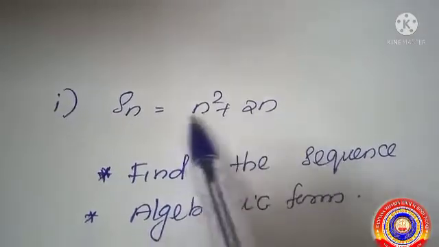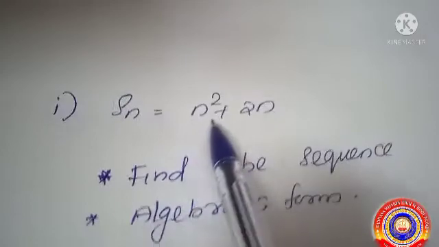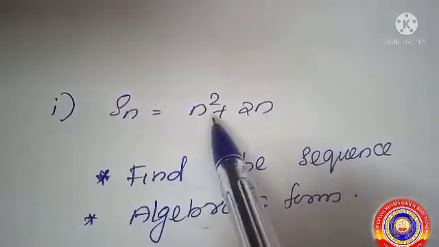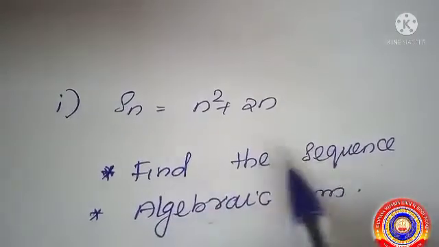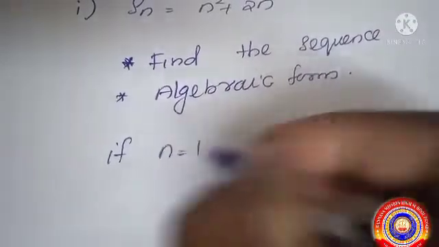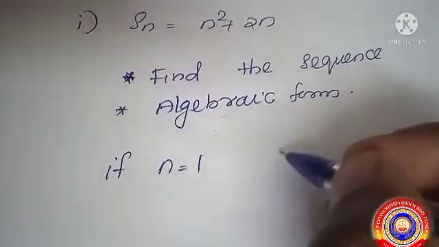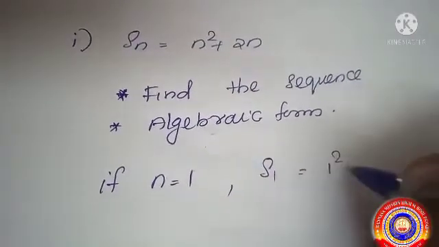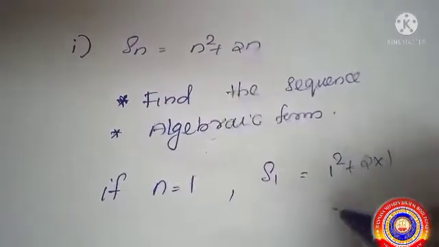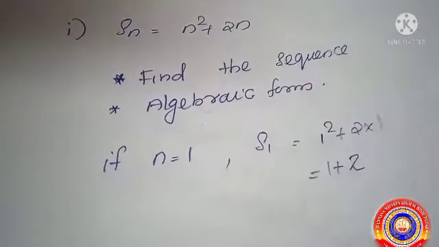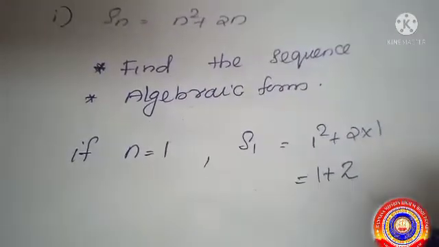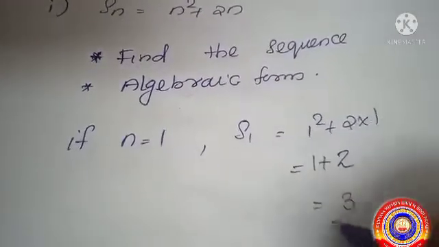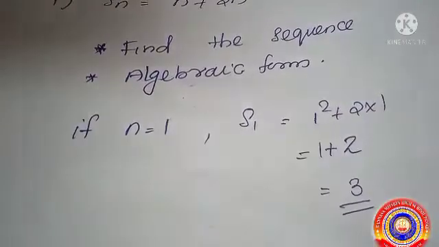Okay, so the first sum is n square plus 2n. Sn is equal to n square plus 2n. We have to find the sequence and its algebraic form. Put n equal to 1. We get S1 equal to 1 square plus 2 into 1, which is equal to 1 plus 2, which is equal to 3. S1 is equal to the first term, so the first term is equal to 3.